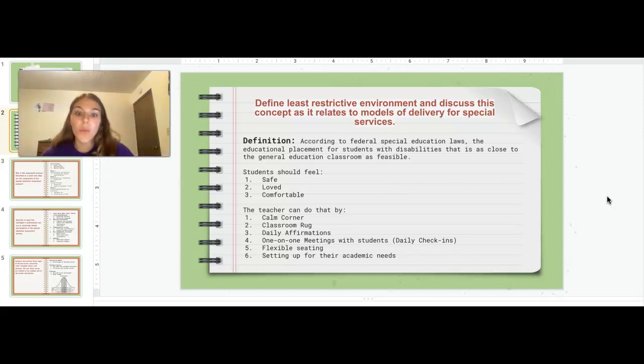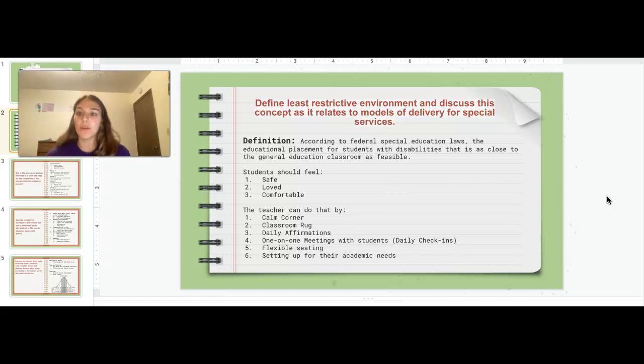And then having one-on-one meetings with students or daily check-ins. This is great for your students who have special services or behaviors, because my internship teacher, she does this. She has two behavior students that need to have this one-on-one meeting, because without it, she would not be able to tell where they are at or where they are feeling.